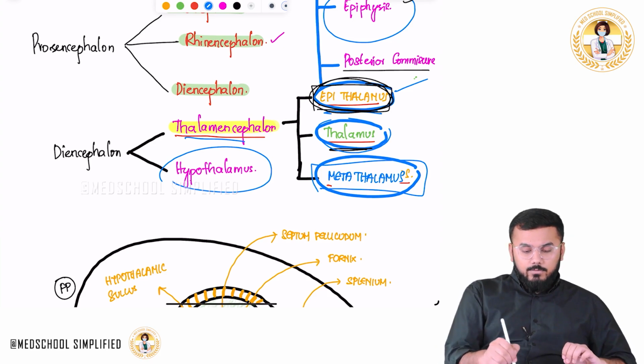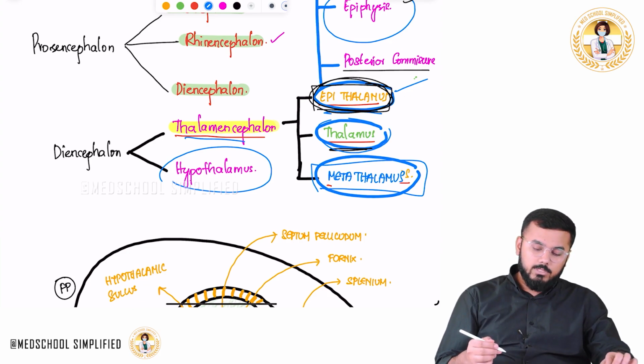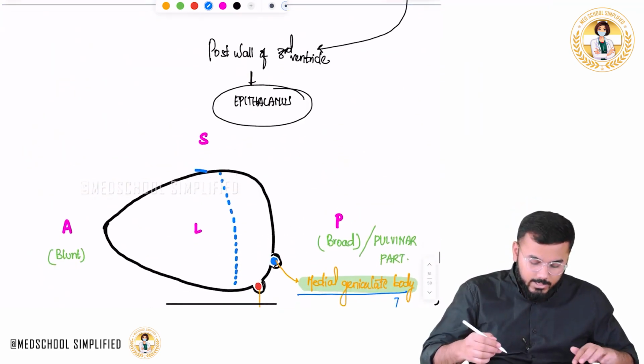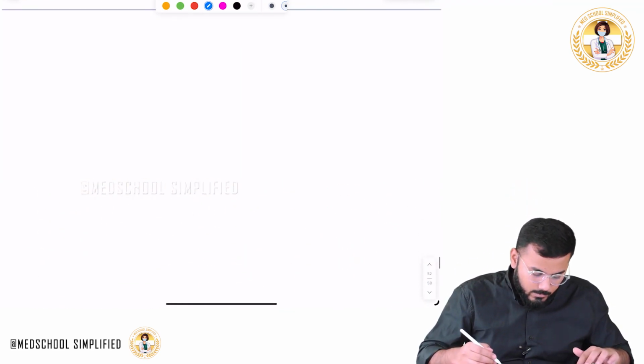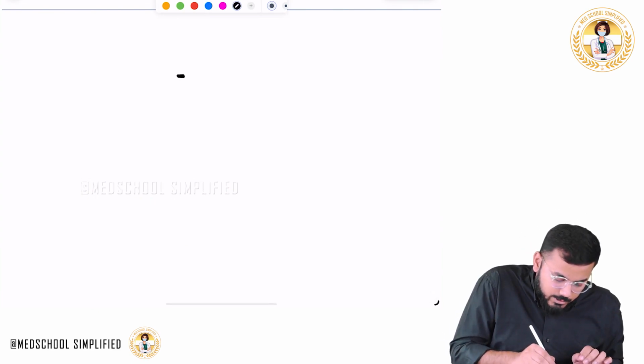Now what we shall do is, within this thalamus only, we shall discuss some more important structures present within it. Okay, so let us discuss the thalamus now. If I have to discuss the thalamus, first of all, let me draw this picture over here.